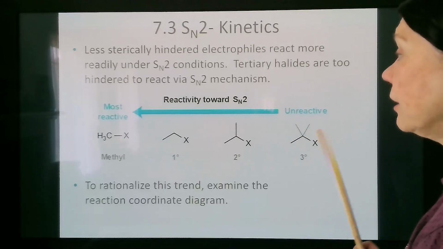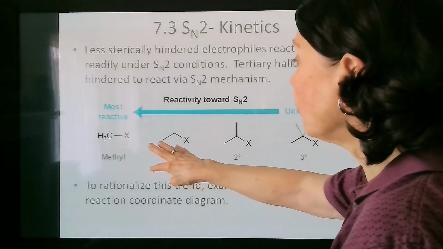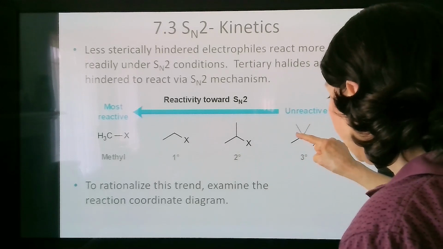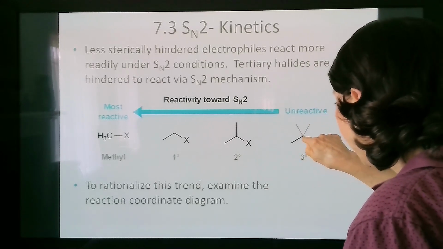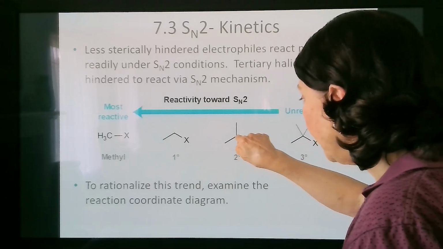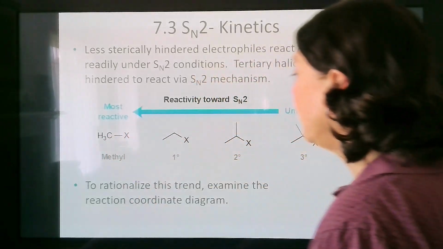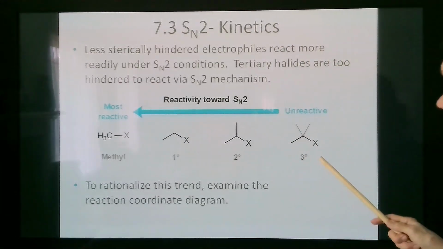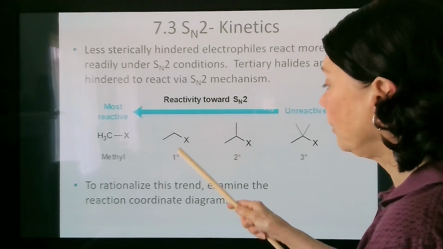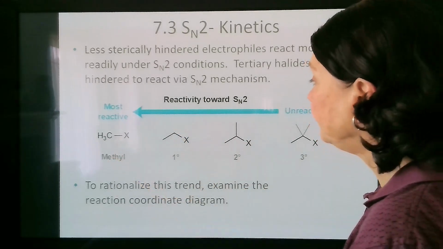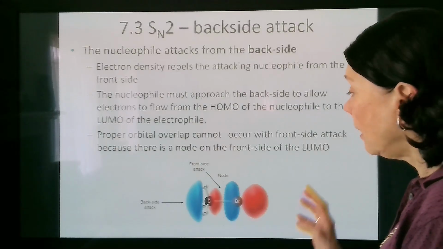Now, less sterically hindered electrophiles. Here are the electrophiles, and we're talking about steric hindrance at the carbon bearing the leaving group. So here, this is a tertiary carbon bearing the leaving group. Secondary carbon bearing the leaving group. Primary and methyl.